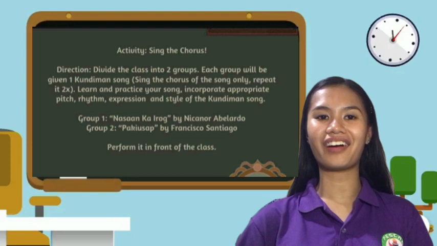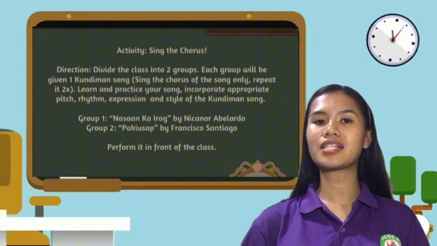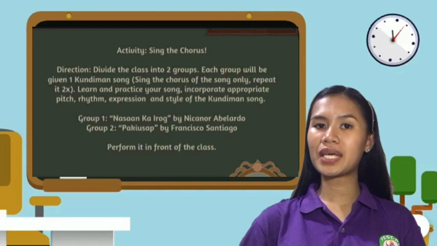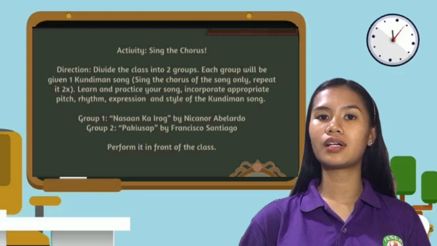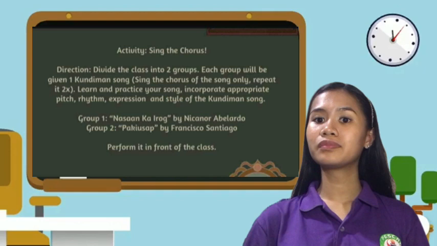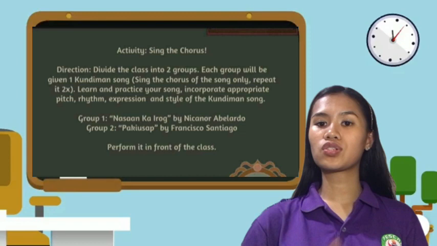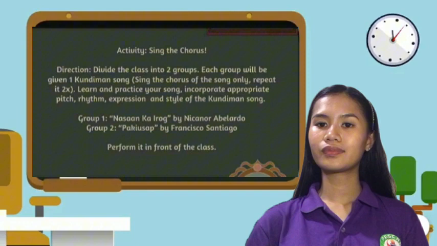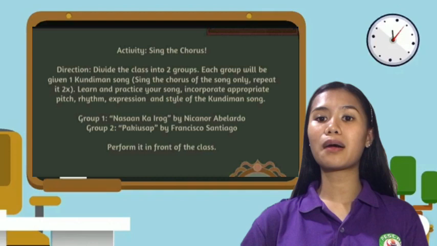Okay, very good. Note, appreciate and observe your classmates' performances. If they appropriately incorporate appropriate pitch, rhythm, expression, and style of kundiman song, give your feedback after their performances. Did you copy, guys? Okay, that's great. Now, let's group ourselves into two. Count off 1, 2, starting in front. Okay, now that you are divided into two groups, please start practicing your song.